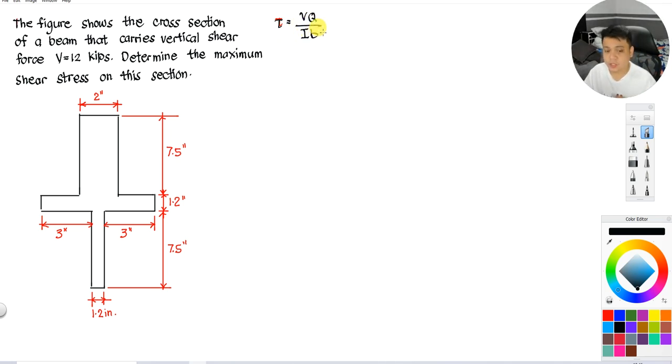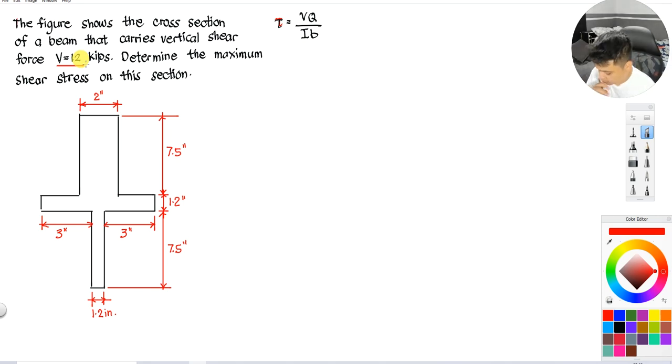Okay, so we do not know what Q is, and then the I. So what we know is that we already have V. So this is our V, which is the 12 kips. Okay, let's first solve for our moment of inertia.